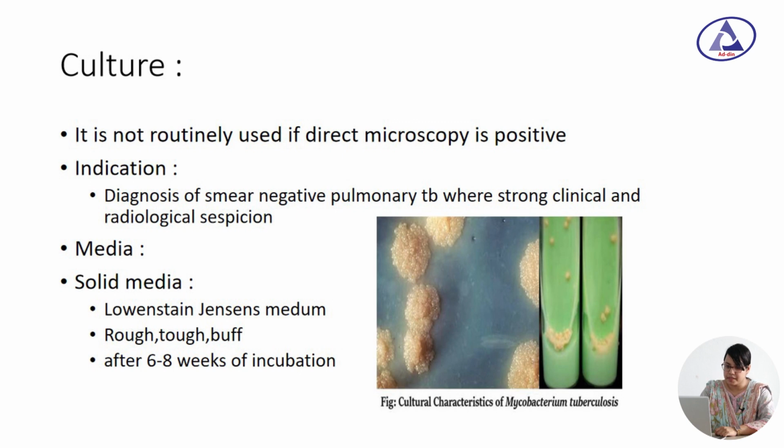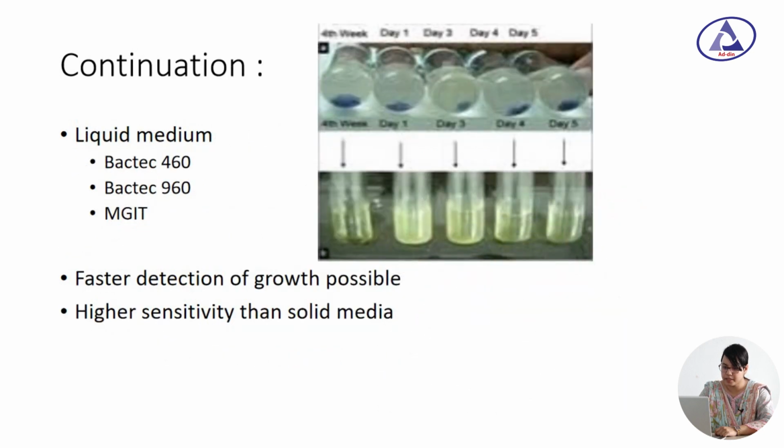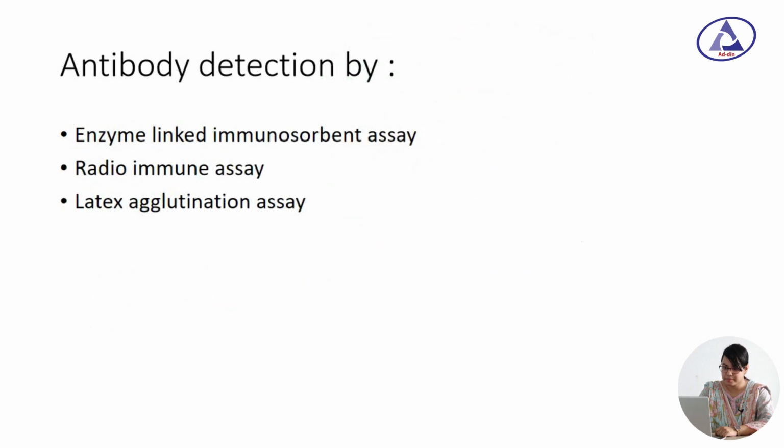Media: solid media and liquid media. Solid media: Lowenstein-Jensen media, after 6 to 8 weeks of incubation. Liquid media: Dubos and MGIT. Faster detection of growth is possible, with higher sensitivity than solid media. Antibody detection by enzyme-linked immunosorbent assay or ELISA, radioimmunoassay and latex agglutination assay.